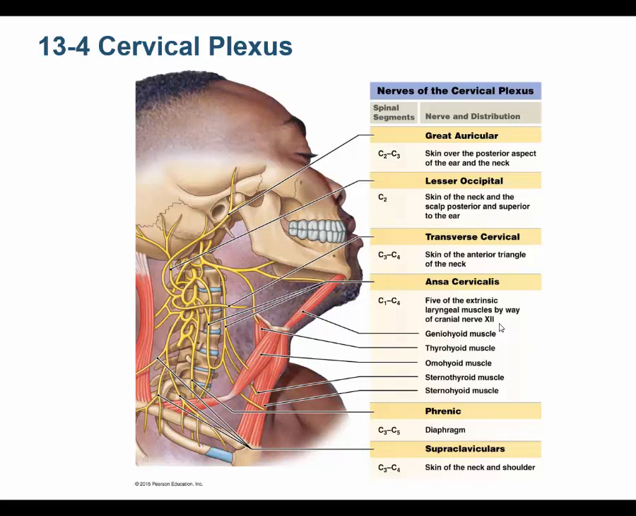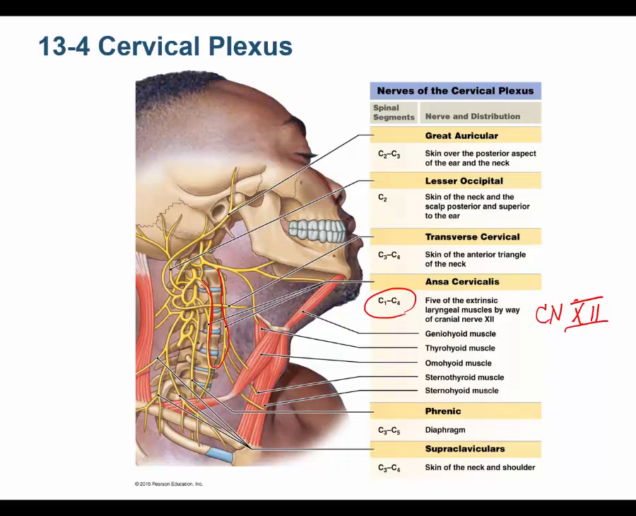This is a blown up picture of the cervical plexus. I guess there is one thing I'd like to point out, and that is that this ansa cervicalis right here, this loop, has input from many nerves. It says there's input from C1 through C4, but there's also input from cranial nerve 12, the hypoglossal nerve. So not just the spinal nerves, but cranial nerve 12 gives input to that ansa cervicalis.